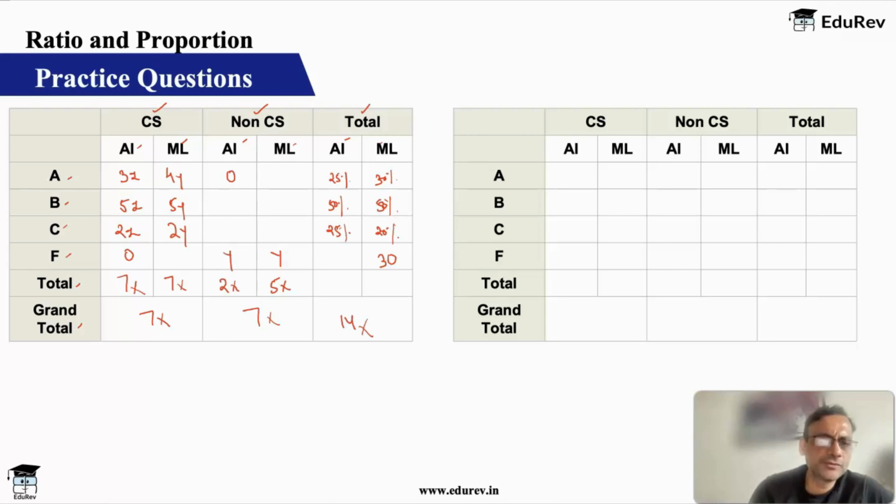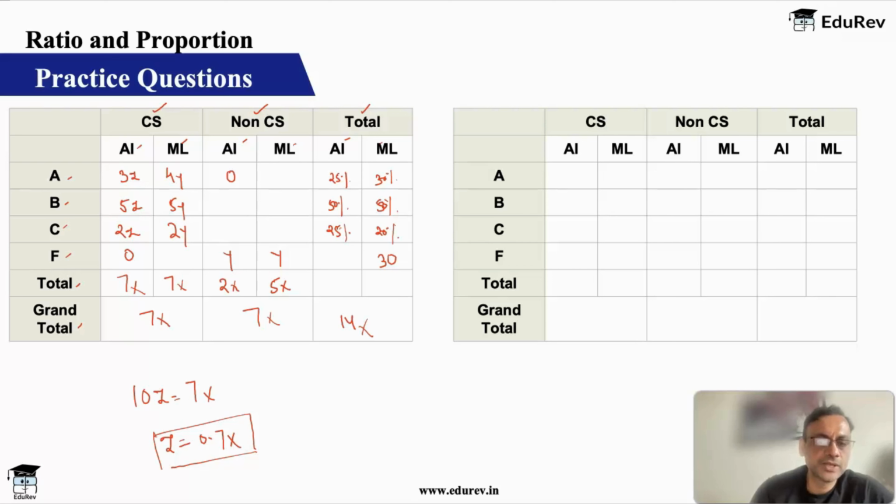So far, one thing we can say: look at CSAI. You have 3Z plus 5Z plus 2Z plus 0. These are the total number of students, and they should be equal to 7x. So 3 plus 5 plus 2, 10Z is equal to 7x. We don't want Z because X is what we are using, so Z is equal to 0.7x.